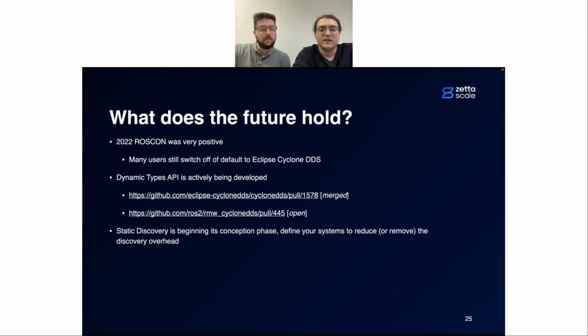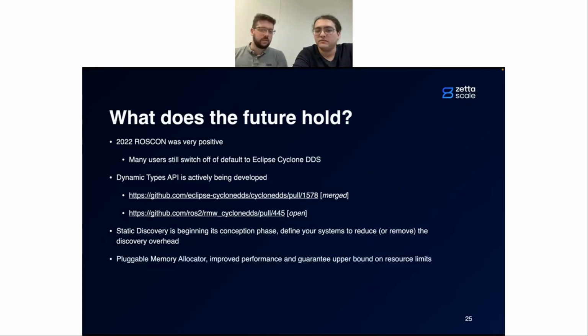Also, similar to static discovery, something I'm working on right now is the pluggable memory allocator. This is work to improve performance, because through some internal testing we found that switching to memalloc off of the standard operating system malloc greatly improved performance. And then you can also guarantee an upper bound. You can start using that sort of interface to guarantee an upper bound on resource limits. And you could then swap out for other allocators also. A variety of things there.